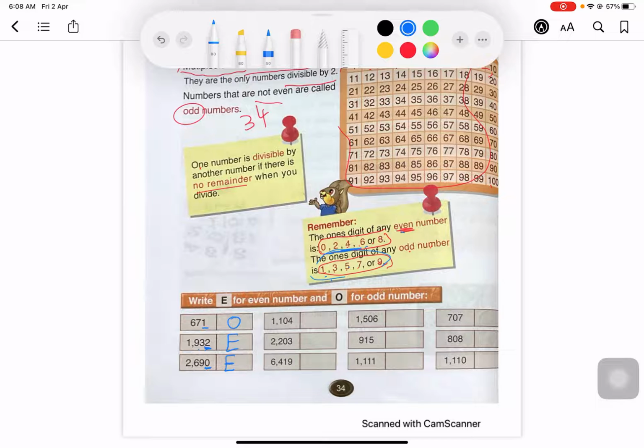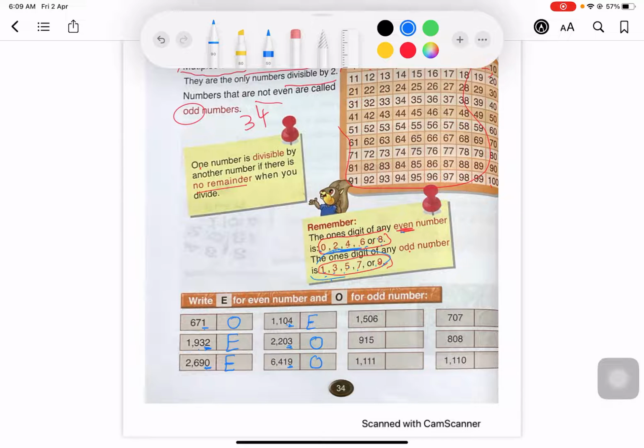So look at the ones place and you need to memorize these digits. 0, 2, 4, 6, 8 are even numbers. 1, 3, 5, 7, 9 are odd numbers. Look here, 4, 3, and 9. Look at the ones place. What will you notice? Yes, 3 and 9 are in the group of odd numbers. So I will write odd here, and odd right here. But for this one, I have in the ones place what? 4. And 4 is in which group? In the first group, so it is an even number.